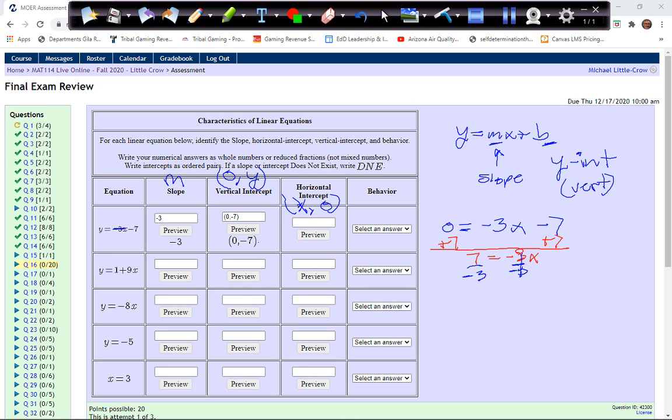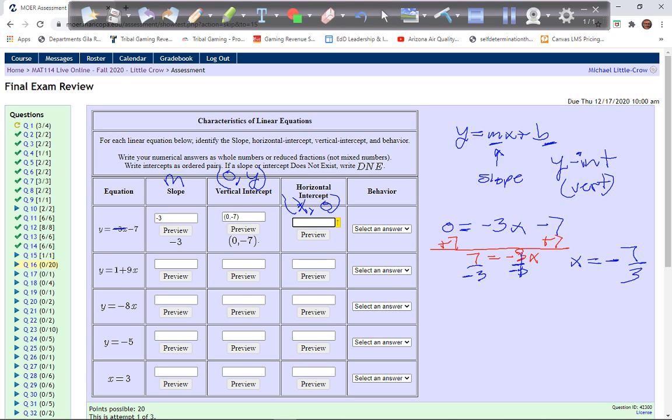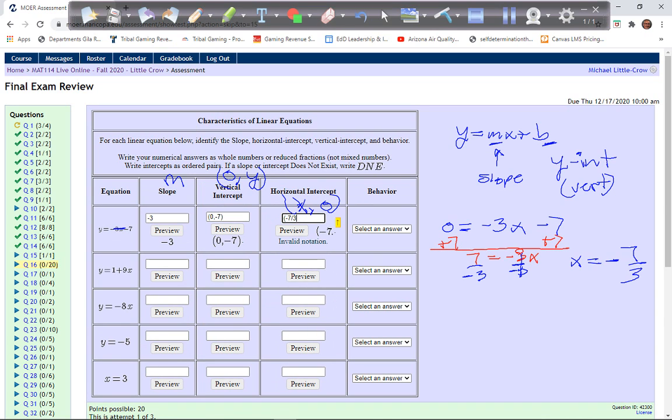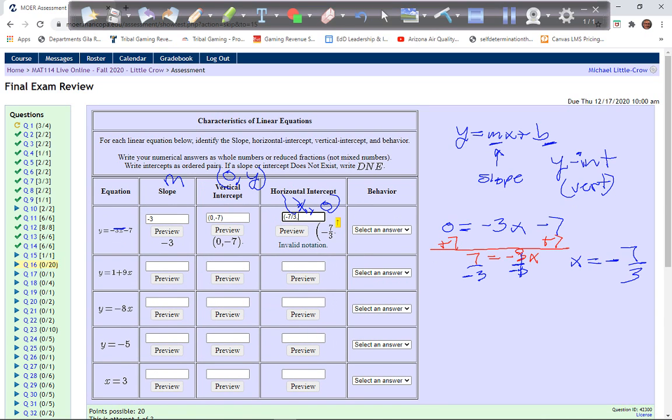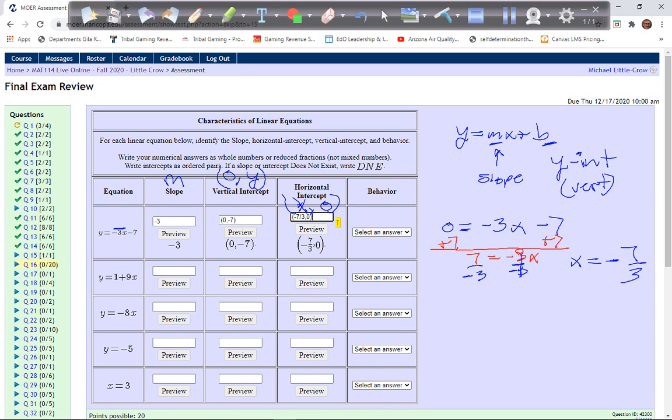Some parts of my tablet just don't work so good. So then we get x equals -7/3. And remember, we need to put this in as an ordered pair. So this is the x, the y is 0. (-7/3, 0). So that's that part.